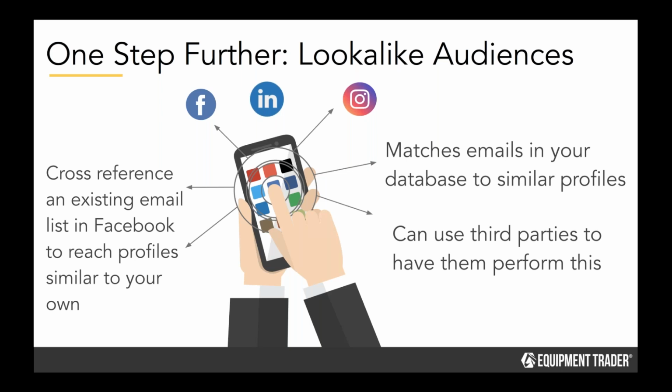Let's say I want my message to reach people like the profiles that have already acted like the audience I have created. This feature can only be used with Facebook, LinkedIn, Instagram. It works by taking a pre-existing list that you already have, let's say your current email or customer list, and then cross-references it in Facebook and searches for other profiles similar to the emails you have uploaded.